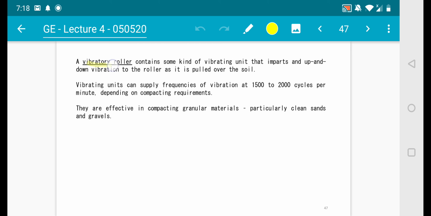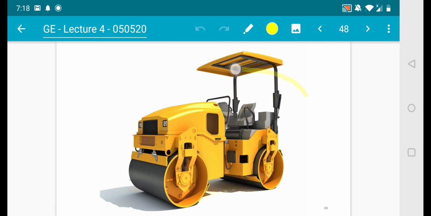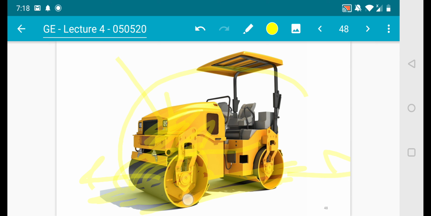A vibratory roller contains some kind of vibrating unit that imparts an up and down vibration to the roller as it is pulled over the soil. Okay, with more vibration, of course, it is much easier to compact. So you have your vibrating machine over here. As it goes back and forth, it will vibrate. So it actually makes the compaction easier and much quicker compared to a static roller going back and forth.